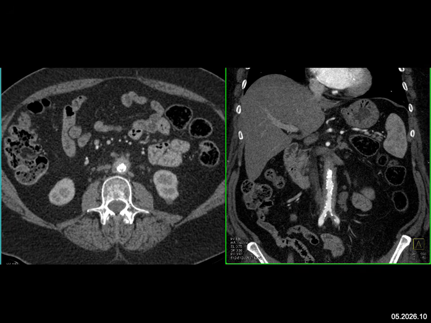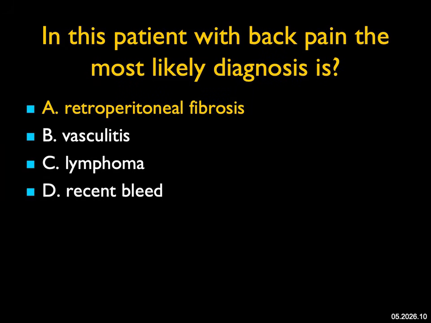The most likely diagnosis in this patient is retroperitoneal fibrosis. I would surely consider other possibilities, IgG4 disease, which is a form of vasculitis. So if you said vasculitis, I will give you 75% credit. The correct diagnosis was idiopathic retroperitoneal fibrosis.